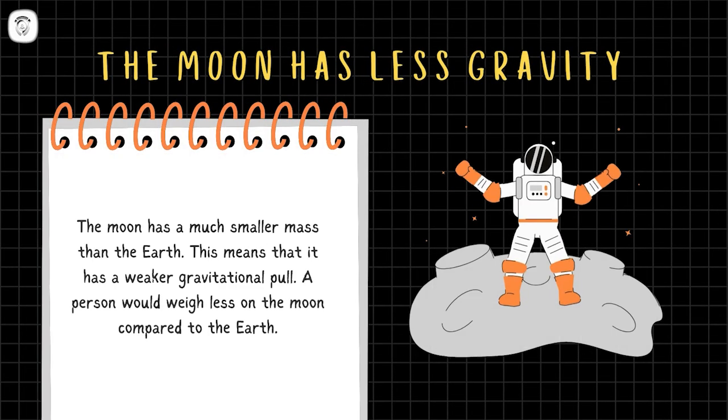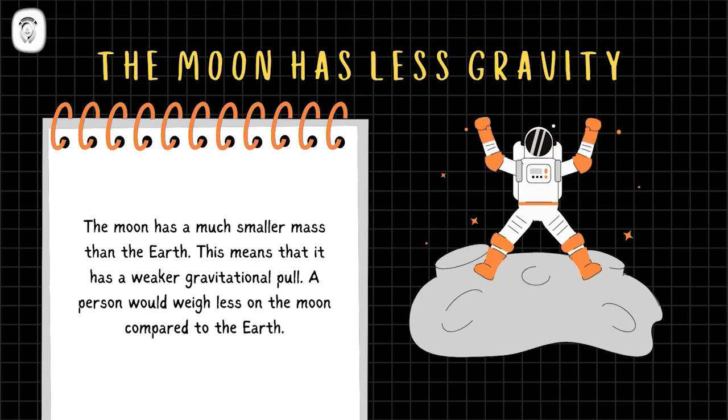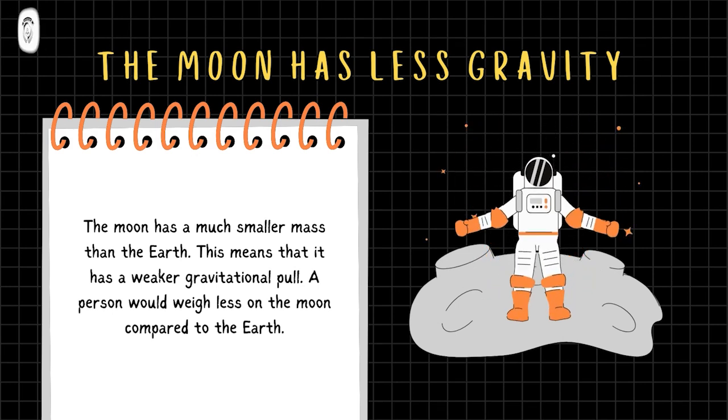And one more interesting fact that you might know is about the moon. The moon has a mass which is smaller than the mass of the Earth. Therefore, the gravitational pull on the moon is much weaker compared to the Earth. So in other words, since weight is equal to mg, our weight on the moon will be less compared to the Earth.